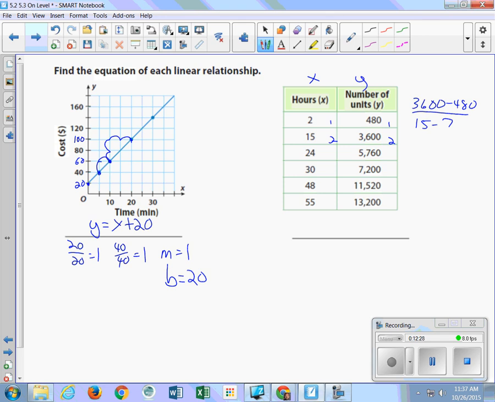3,600 minus 480 equals 3,120 over 13. Divide that, see if that comes out evenly. And it does, at 240. So M equals 240. So we found our slope. So now we need to find our y-intercept.